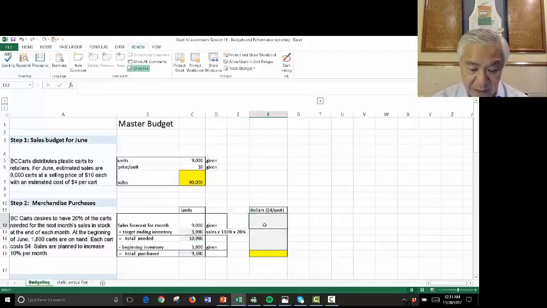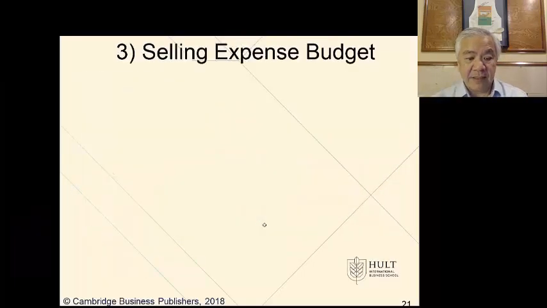Then in terms of dollars, everything's times $4. 9,000 times 4 is the cost of what we expect to be selling. And same thing, ending inventory would be at a $4 per unit cost. And the total needed would be 43,920. The beginning inventory was also at 4, conveniently. And so our total purchases will equal the difference, or 36,720. All right, so that's step 2.